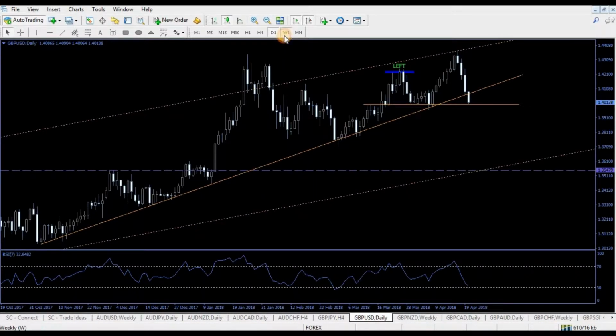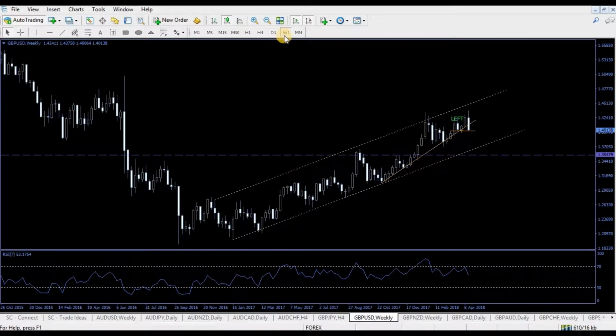So if we just skip up to the weekly again, it's always good to have a look at weekly, especially at the end of the week when the bar is closed. The only time it's worth reading is when it's closed. A bar that's still open, you cannot interpret, so wait till it's closed for the read.